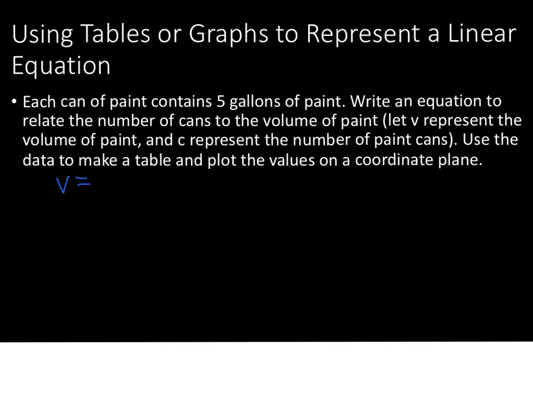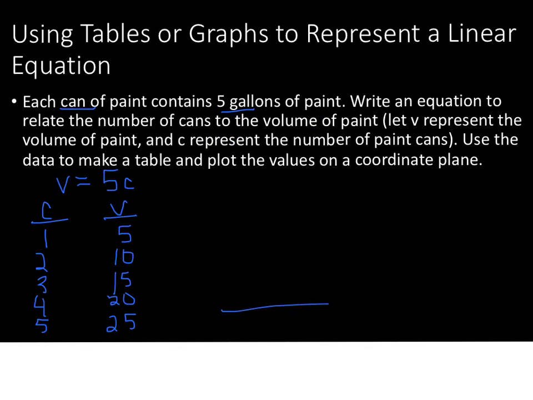So my volume equals, it says each can has 5 gallons. So for 1 can, there's 5 gallons, so that's 5 times the number of cans. So V equals 5C. So if I go ahead and make my chart and say this is my number of cans, and this would be the volume, if I have 1 can, that's 5 gallons. If I have 2 cans, then that's 10 gallons. If I have 3 cans, it's 15 gallons. If I have 4 cans, that's 20. And if I have 5 cans, that's 25.